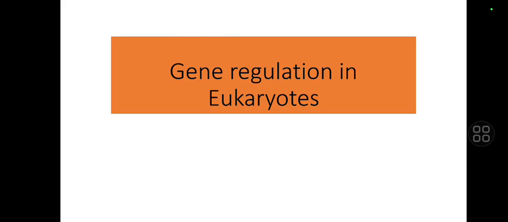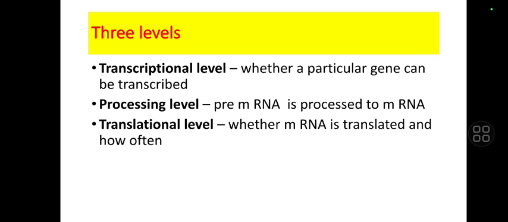Today we will see gene regulation in eukaryotes. In eukaryotes, gene regulation actually happens at three levels. They are transcriptional level control, processing level control, and translational level control.